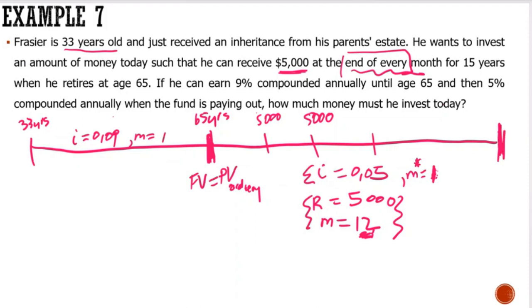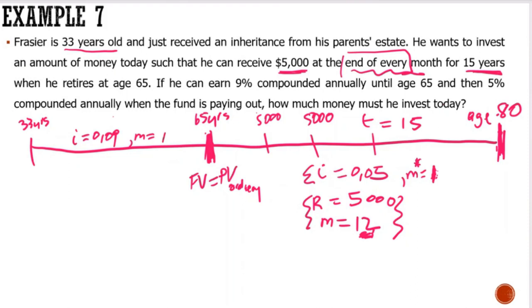Now here you are told that Guti wants to invest for 15 years, from age 65. So 65 plus 15 years is going to give you 80. That means your T, the annuity time, is going to be equal to 15. From 65, you are going to run for 15 years. That's the information that is given to you.